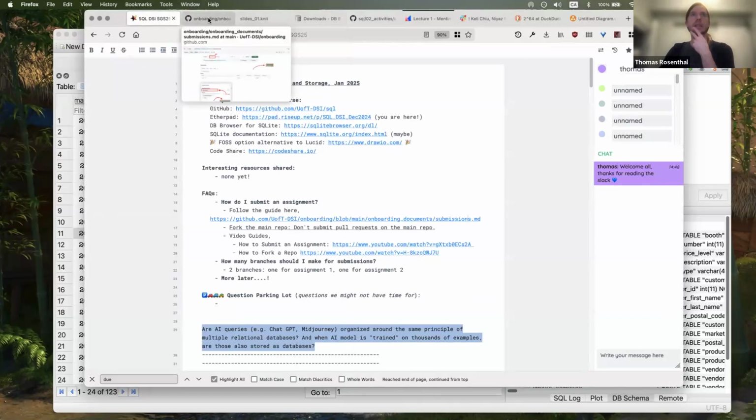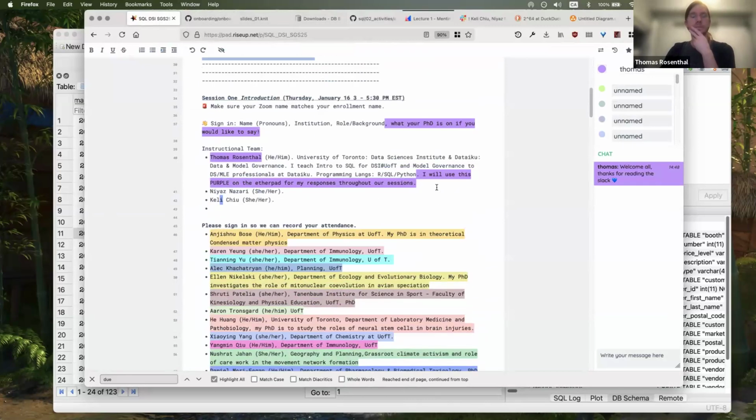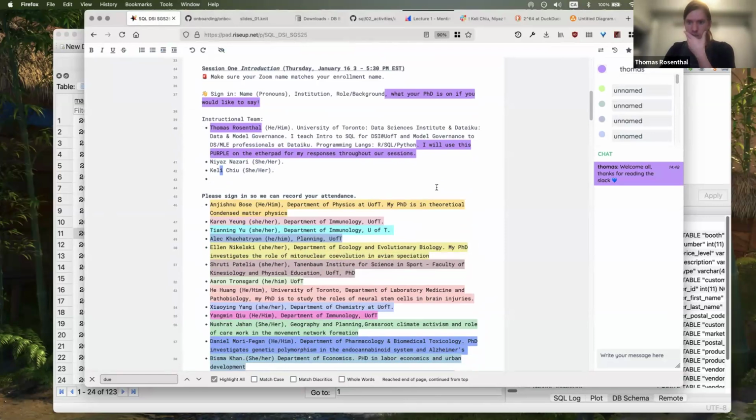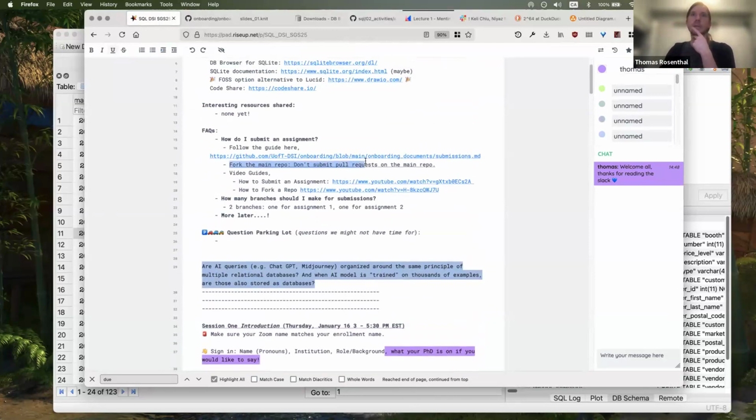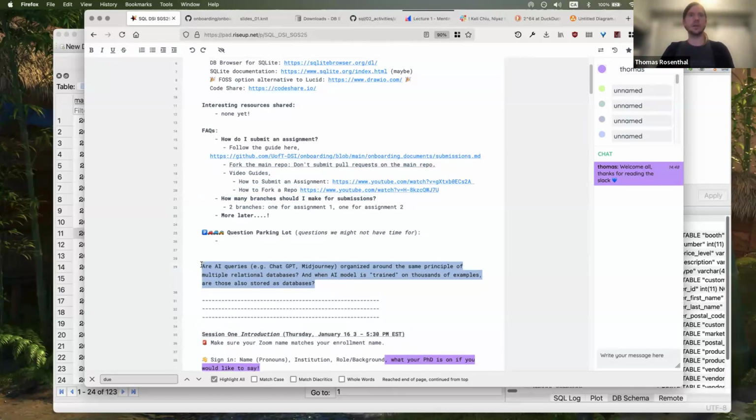Good questions. Let's see, did we hit the end of our Etherpad here? To clarify, do we need to fork the DSI SQL repo? No, sorry, Sim, that was my fault. Fork it once and then make 2 branches. So it's in the top here. Fork the main repo. Don't submit pull requests on the main repo. Here's a video guide. How many branches should I make? 2 branches, 1 for assignment 1, 1 for assignment 2. There's no auto grader or anything like that. So, you know, there's some flexibility on all of this, but this is the preferred way to do it. Good question. Sorry about my misspeaking.